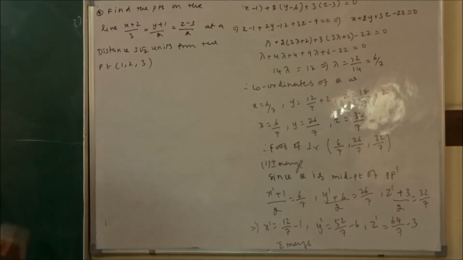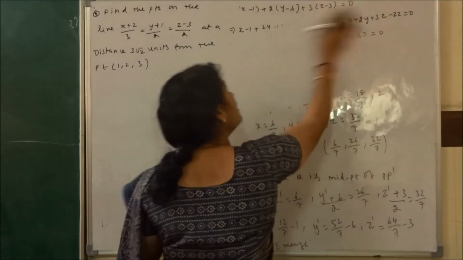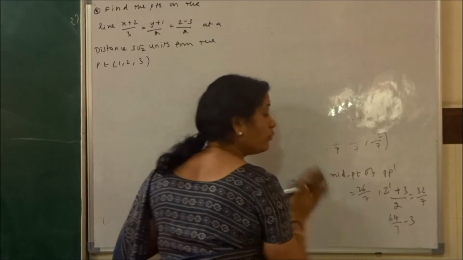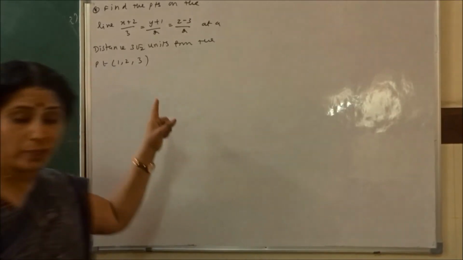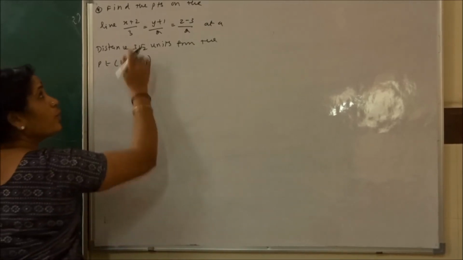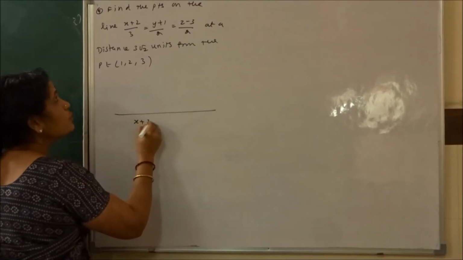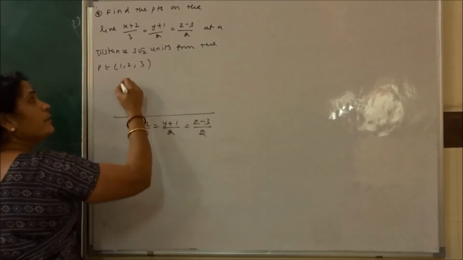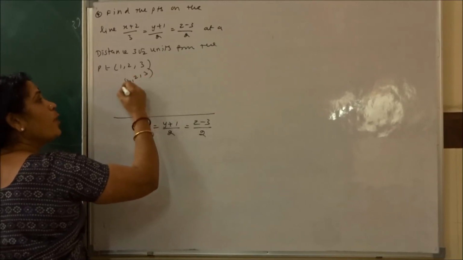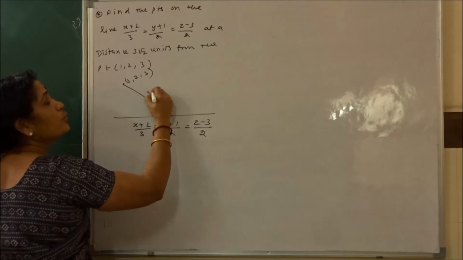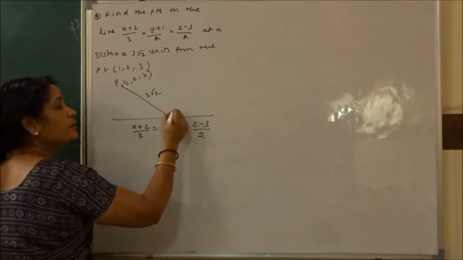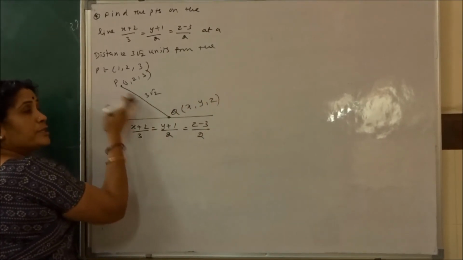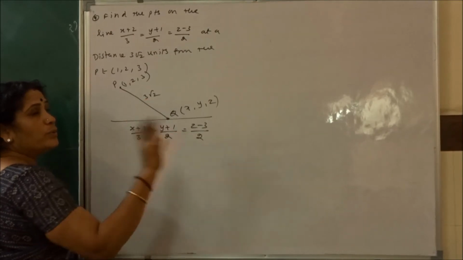Now what is the difference between the previous question and this question? That's why I have taken this question especially. The previous question, whatever I have done right now, was a foot of perpendicular, so we drew a perpendicular line from the point. Now see what they are saying here. This is a line, (x plus 2) upon 3 equals (y plus 1) upon 2 equals (z minus 3) upon 2. They are taking one point, (1, 2, 3). This point is at a distance of 3 root 2 from the line. I am taking this as point P, and we have to find the point on the line where the distance from P to the line is 3 root 2.